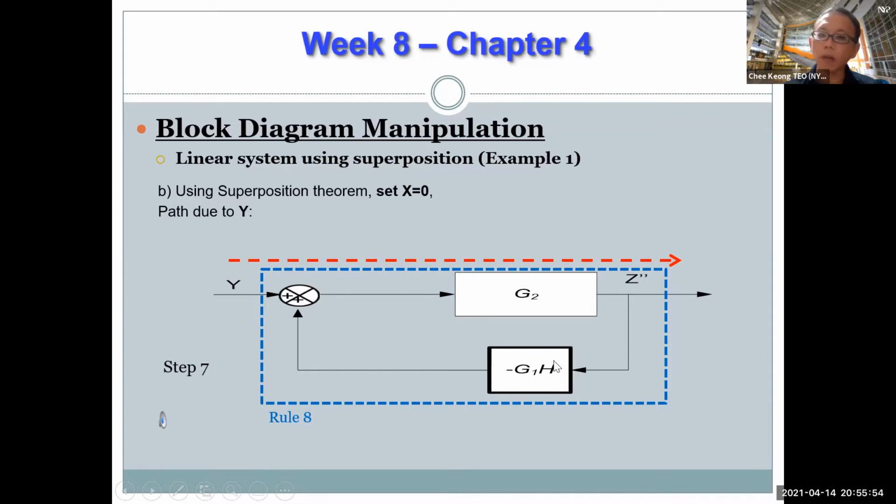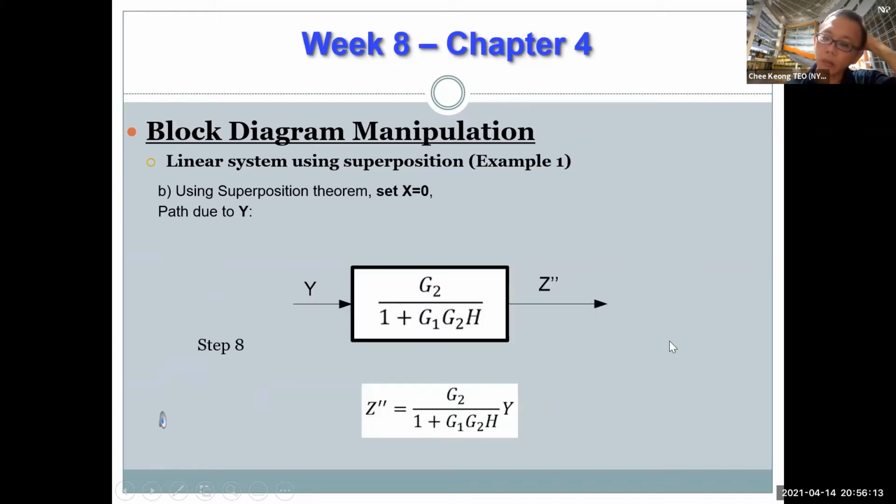So again, this forms a positive feedback loop, and of course, a positive feedback loop in your block diagram manipulation is rule 8, right? So you can use rule 8 to further simplify this. So it's actually G over 1 minus GH, right? So we can simplify from step 7 to step 8 using G over 1 minus GH.